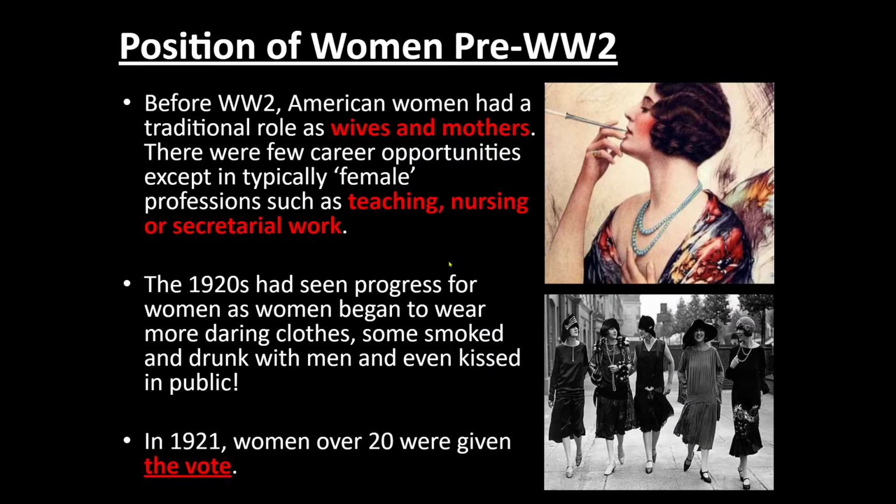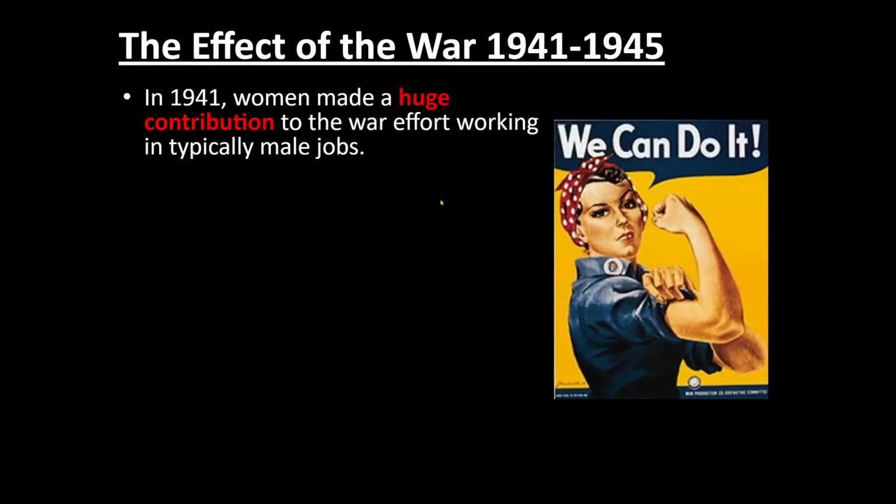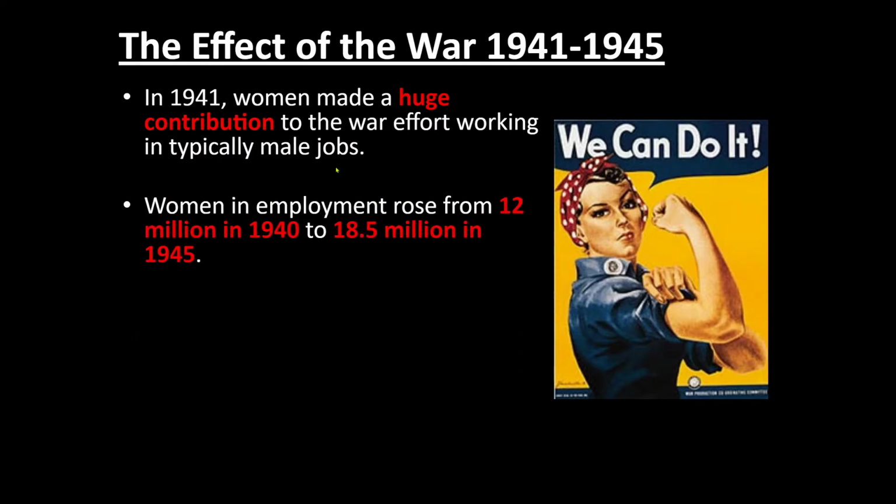And then in 1920, women over the age of 20 were given the right to vote with the passage of the 19th Amendment. Now, from 1941 to 1945, things are going to change. In 41, women make huge contributions to the war effort, working jobs that were typically held by men, and they took those jobs so that men could go off and fight World War II. Women in employment rose from about 12 million in 1940 to 18.5 million in 1945. So it's a pretty significant jump.